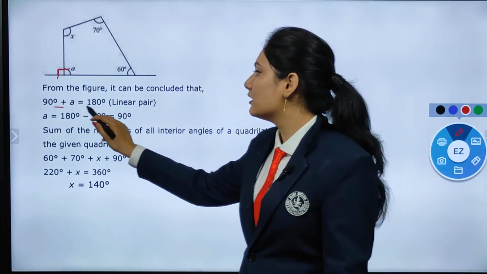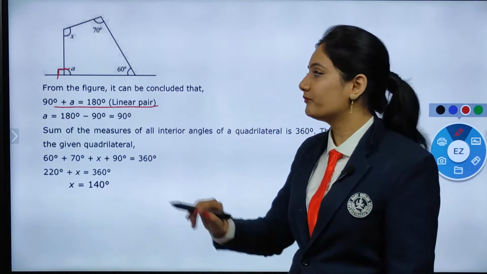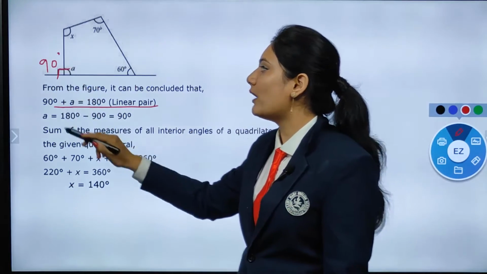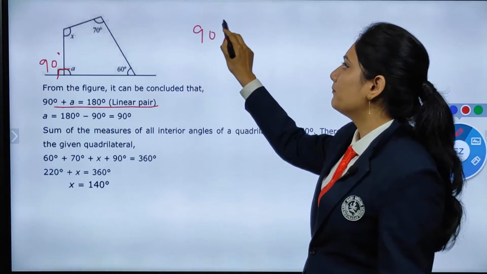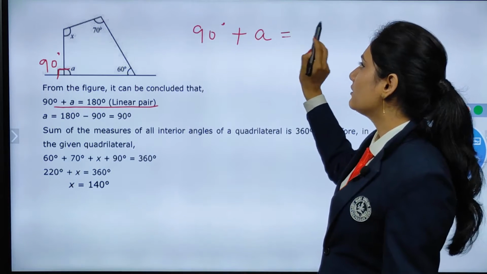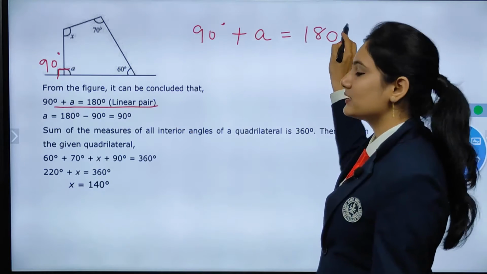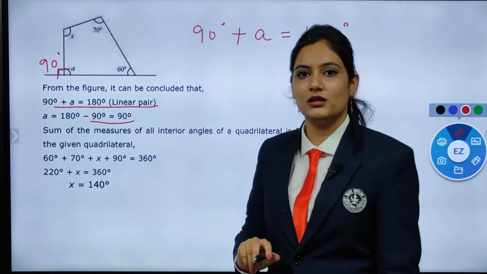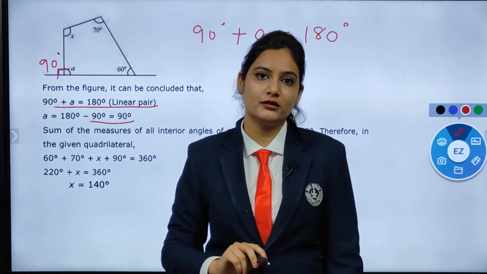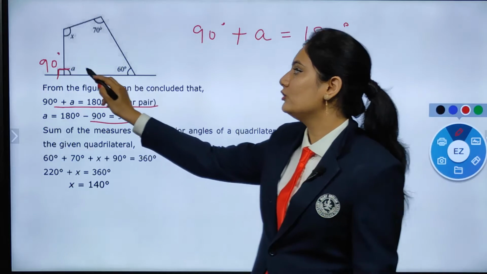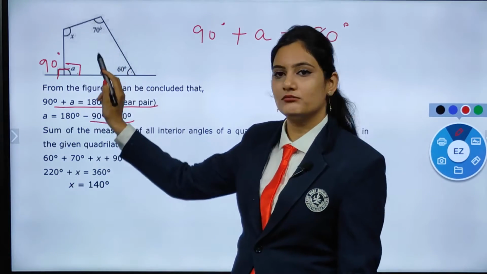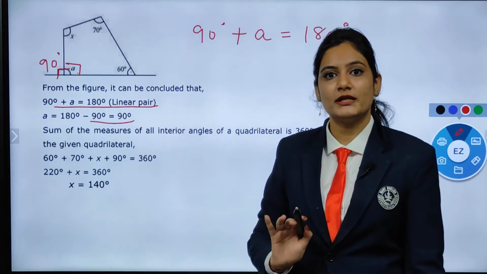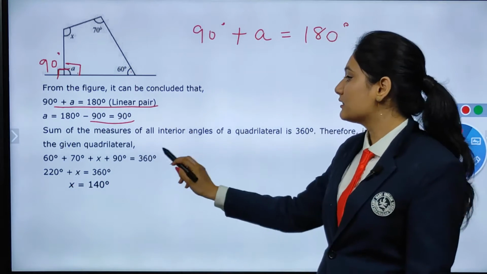So the first step will be what? Here the exterior angle is 90 degrees. When you add 90 degrees plus the interior angle, that is A, it will be equal to 180 degrees as it is forming a linear pair. So the answer of A will also be 90 degrees. Now for finding the 4th angle, you already have 3 angles. You can easily find it. Now it is a quadrilateral, so the sum of all interior angles of a quadrilateral is 360 degrees.